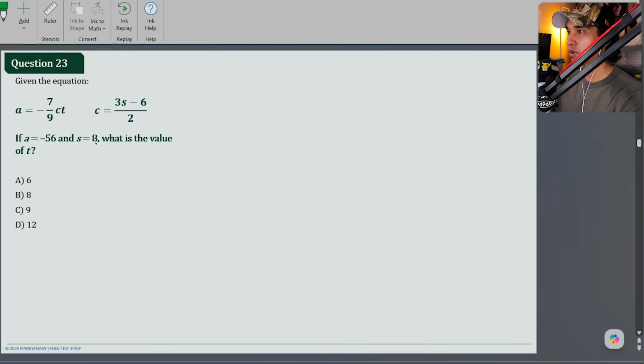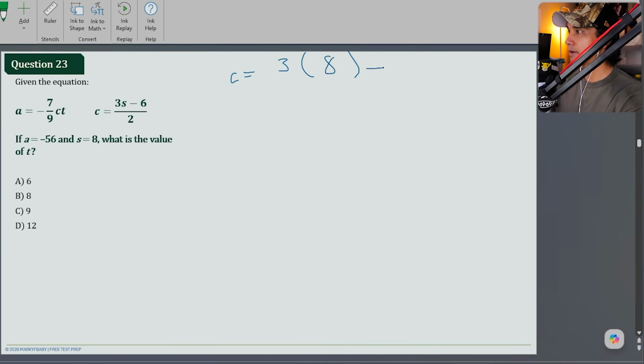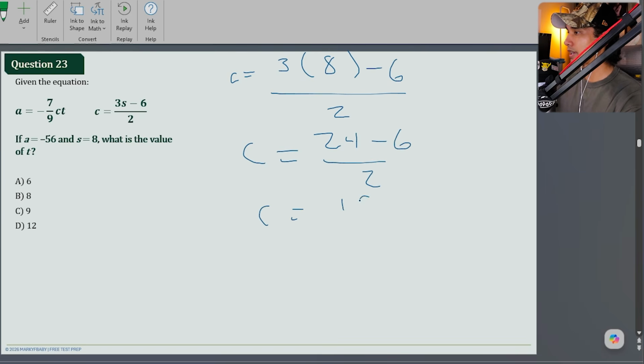So what I'm going to do is plug in this S into this C, okay? So C is equal to 3 times 8 minus 6 over 2. C is equal to 24 minus 6 over 2. C is equal to 18 over 2. C is equal to 9. That's 18, right? 24 minus 6 is 18? Yes. So C is equal to 9.